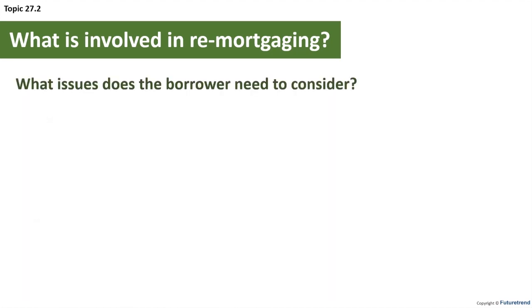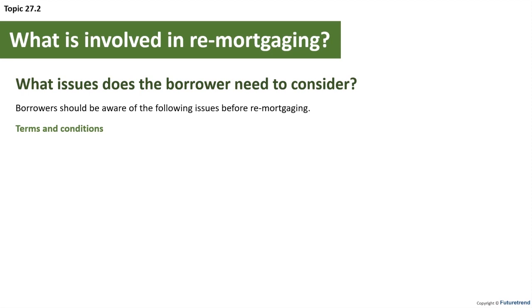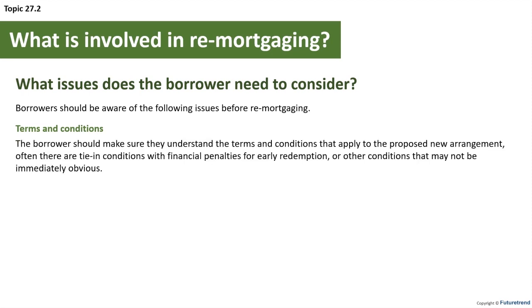What issues does the borrower need to consider? Borrowers should be aware of the following issues before remortgaging. Terms and conditions. The borrower should make sure they understand the terms and conditions that apply to the proposed new arrangement. Often there are tie-in conditions with financial penalties for early redemption, or other conditions that may not be immediately obvious. Fees and other costs.